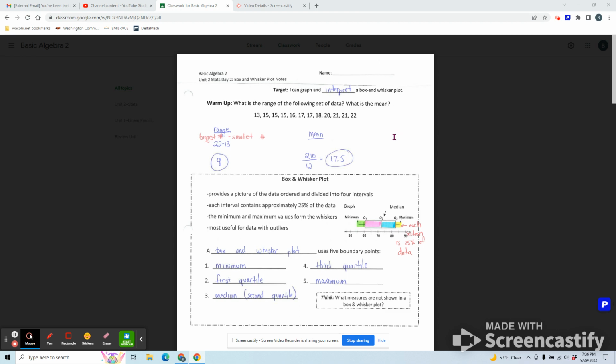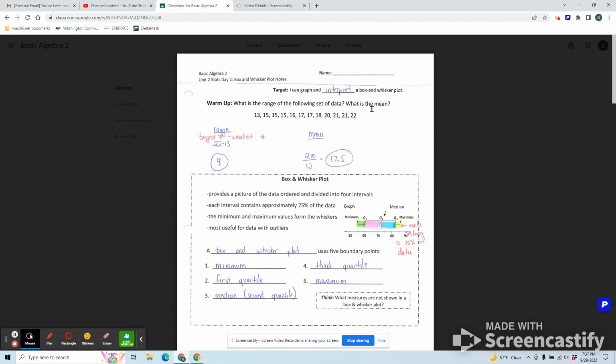So the first thing we need to do is to review how to find the range of something. The range is your largest number minus your smallest number. That's easiest to find when your numbers are in numerical order. So if possible, put them in numerical order and then just take your largest, subtract your smallest.